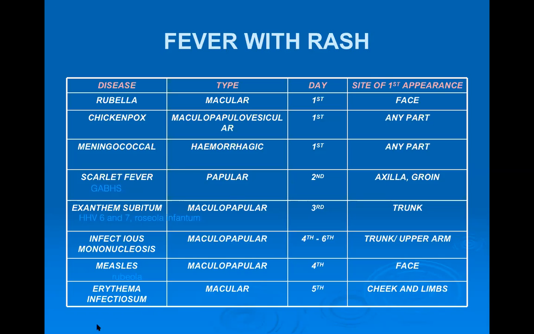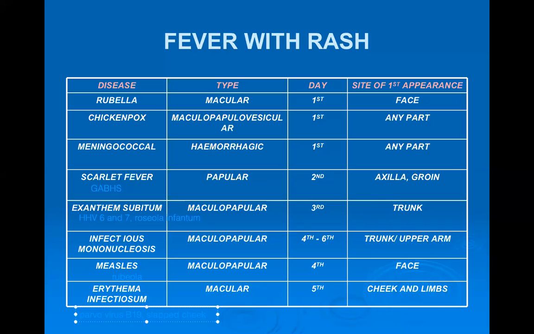Now the causative agent of erythema infectiosum is which virus? Sir, human parvovirus B19. Very good. You can simply say parvovirus B19. It is a type of DNA virus, and it leads to erythema infectiosum or 5th disease. In this condition, there is a very characteristic clinical feature. This is known as slapped cheek appearance.